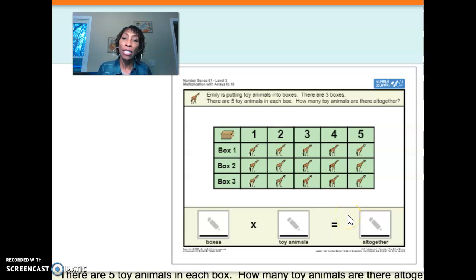Hi friends, this is activity 4 for math. Your learning goal here is to multiply with arrays up to 10.